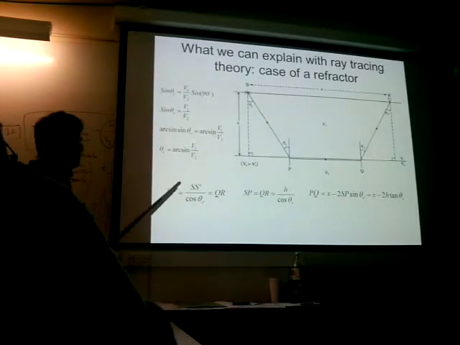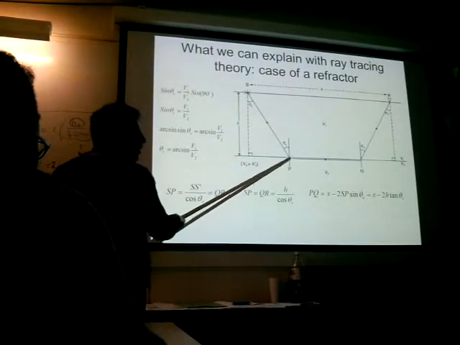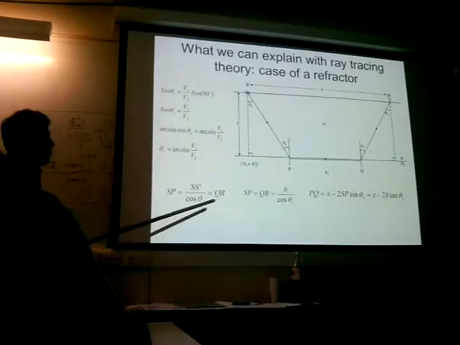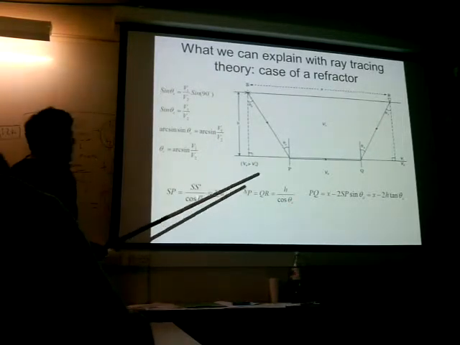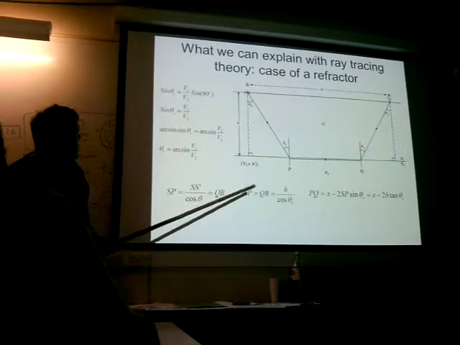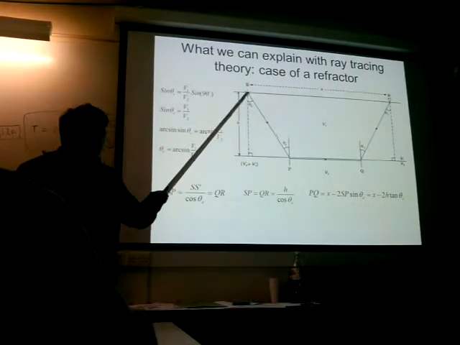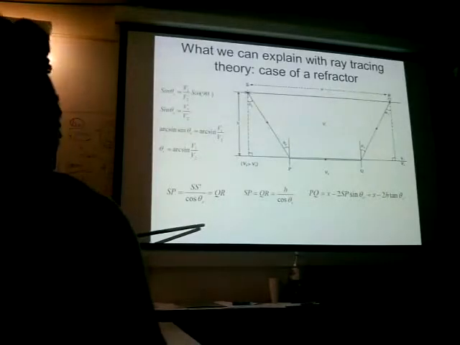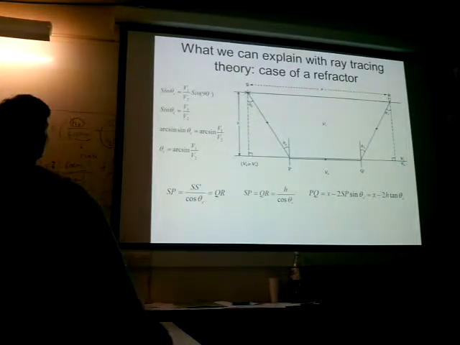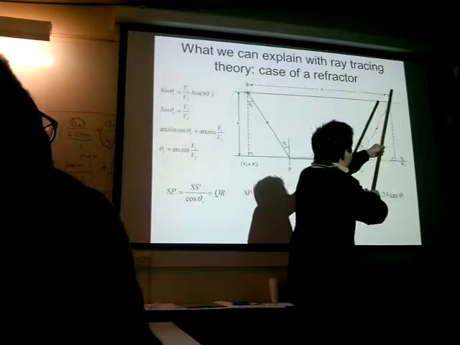Good. SP is the path of my ray at the critical angle before it gets transformed into the refracted wave. Before it gets transformed into the refracted wave, it has a path that can be described by S prime, which is a projection of my S, divided by the cosine of the critical angle. So my QR is nothing else than the projection of my SP, exactly that, on the other side.